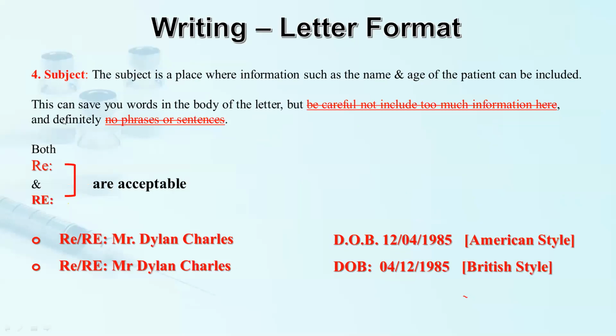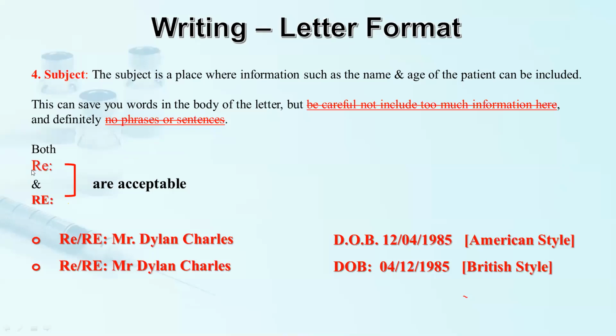The fourth item here, subject. The subject is a place where information such as the name and age of the patient can be included. Regarding the subject, this can save you words in the body of the letter. But be careful not to include too much information here, and definitely no phrases or sentences. So simply you will write the name of the patient and date of birth or the age.